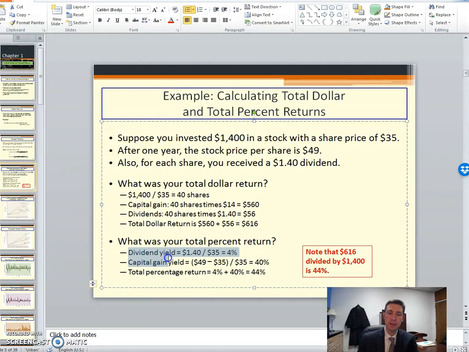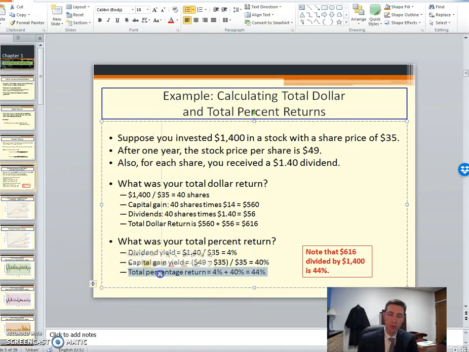So this is known as the dividend yield. The dividend yield is the dividend paid divided by the initial stock price. So dividend paid divided by the initial stock price gives you 4%. As far as the capital gain is concerned, the way you calculate that is the ending stock price minus the initial stock price divided by the initial stock price. That gives you 40%. So ending stock price, which is 49, minus the initial stock price, which is 35, divided by $35. That gives you 40%.